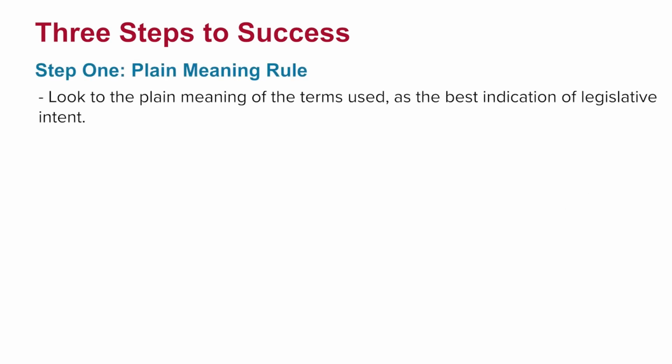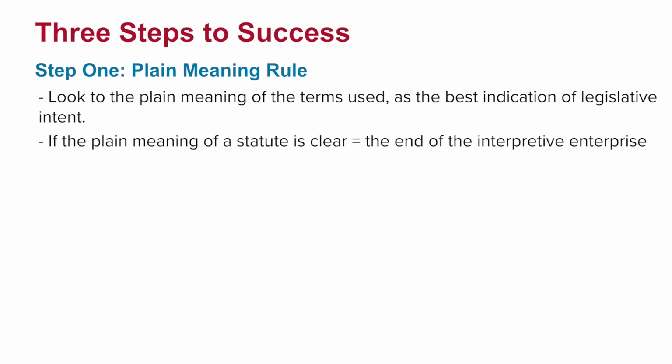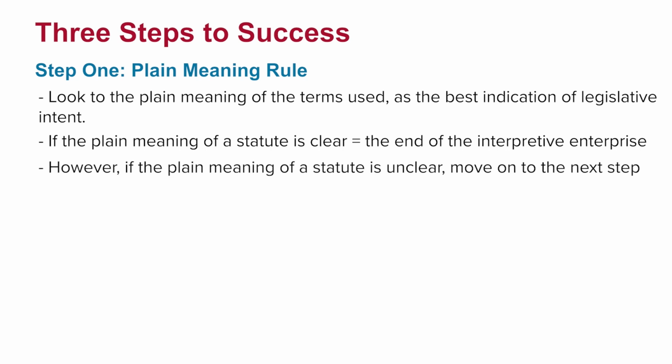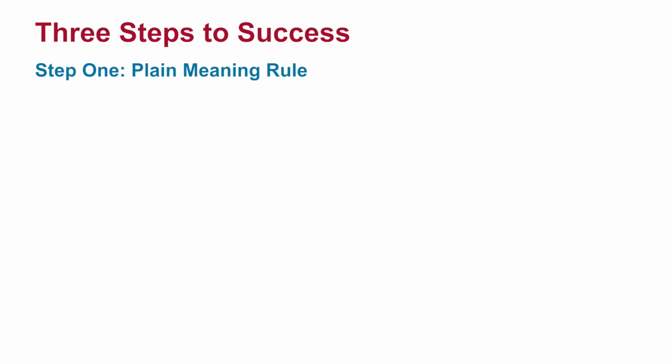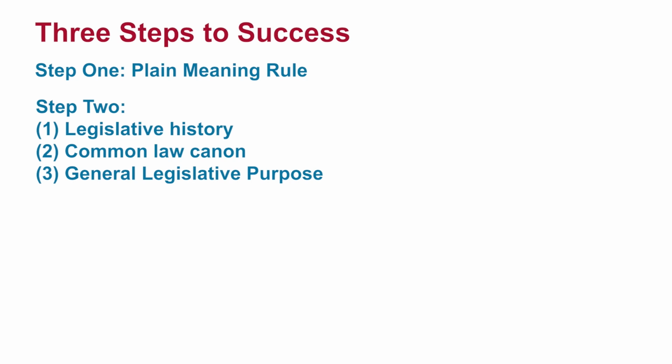Step 1. Look to the plain meaning of the terms used as the best indication of legislative intent. If the plain meaning of a statute is clear, then that's the end of the interpretive enterprise. However, if the plain meaning of a statute is unclear, then we move on to the next step of the interpretive process. Step 2. During this step, we consult 3 sources to determine legislative intent: legislative history, the common law meaning of terms and phrases, and the legislature's general purpose in passing the statute. If, after consulting these sources, legislative intent is clear, then you're done. But if legislative intent remains unclear, move on to the next step.